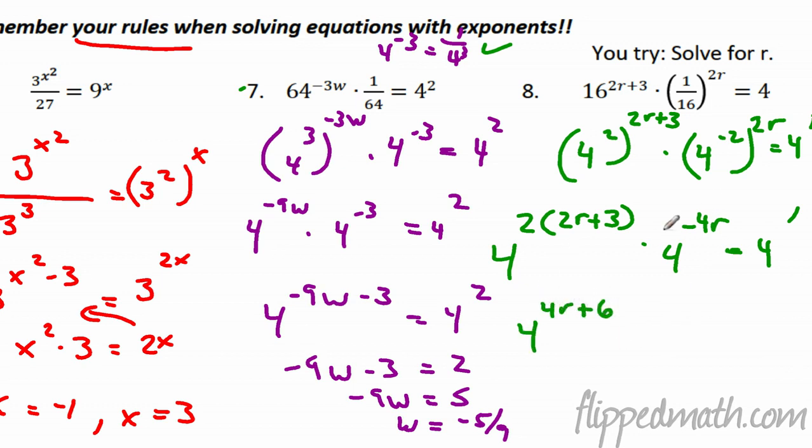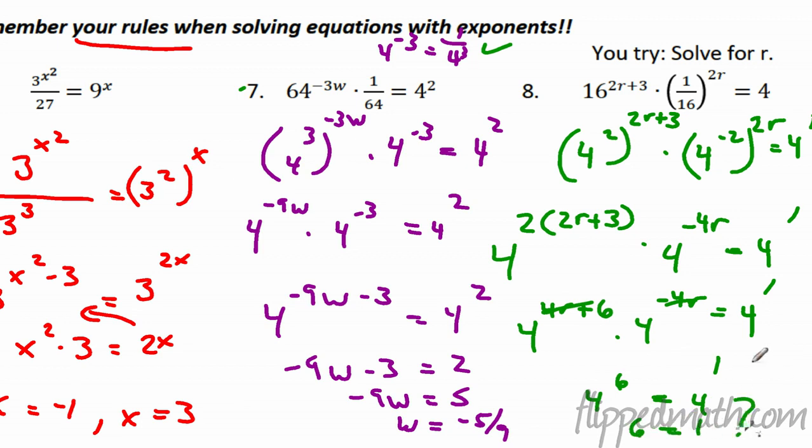And then, what do we get here? Times 4 to the -4r. I'm just going to write it out again. Hey, no reason. It's a brand new year. Take our time. Now the rule is you add these together. Well, the 4r and the -4r, they cancel out. What do we get? We get 4 to the 6 equal to 4 to the first. When is 4 to the 6 going to equal 4 to the first? That means 6 has got to equal 1.